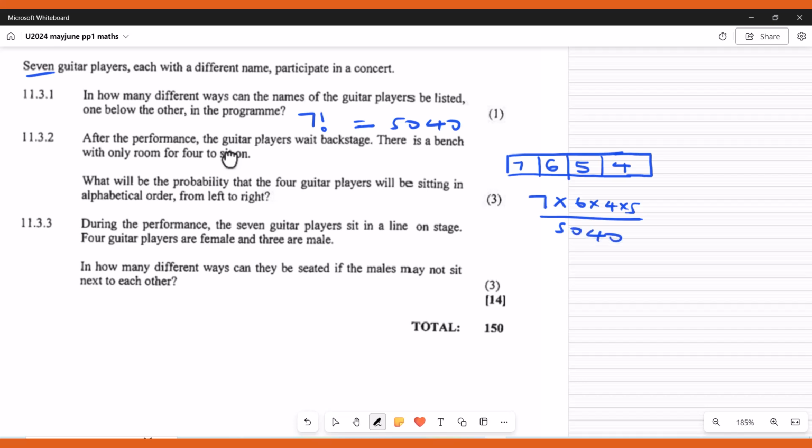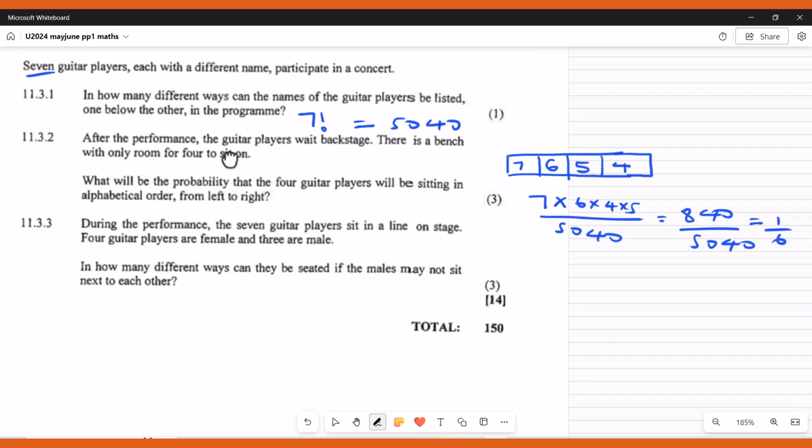5040. So what do you get here? Anybody with a calculator? This is 840. Okay, 840 divided by the total, which is 5040. So simplifying this one here, what do you get? Calculators there. Here I get 1 over 6.